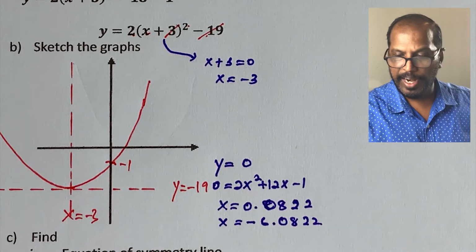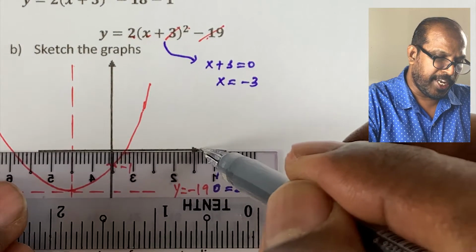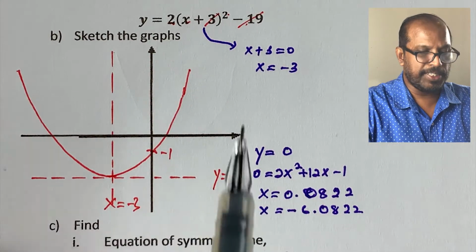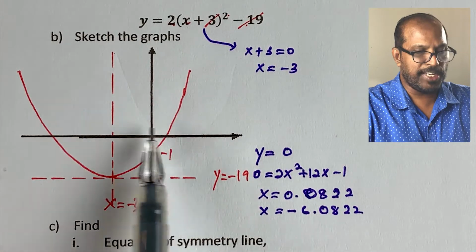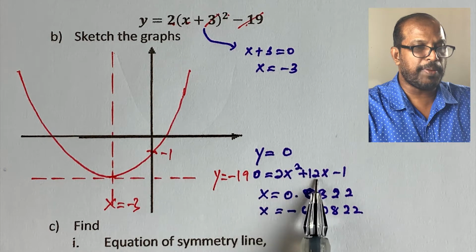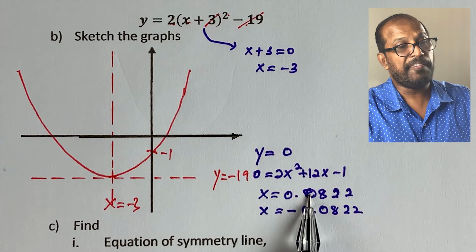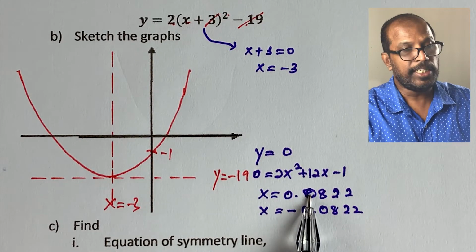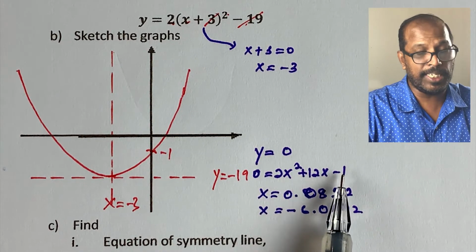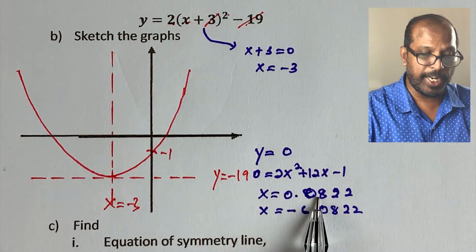Now the graph actually intercepts the x-axis at 2 points. One is here and one is here. To find these two values, I must make y equal to 0. So I got 0 equals 2x squared plus 12x minus 1. Since I cannot factorize, I use a calculator to solve this problem, or we use the formula negative b plus minus root b squared minus 4ac divided by 2a. Use that formula to calculate the value of x. So x equals 0.0822.